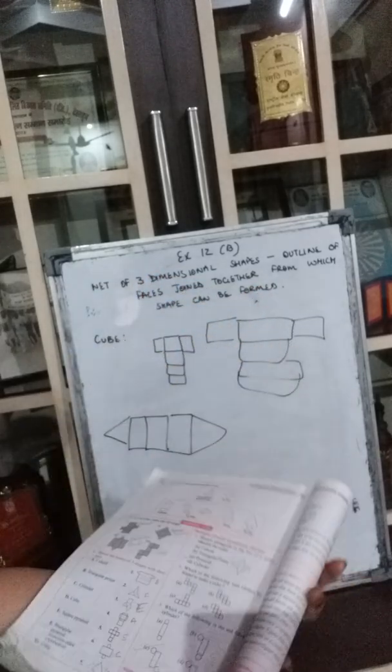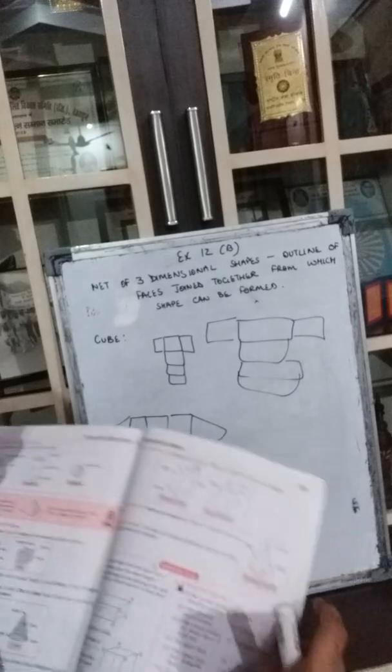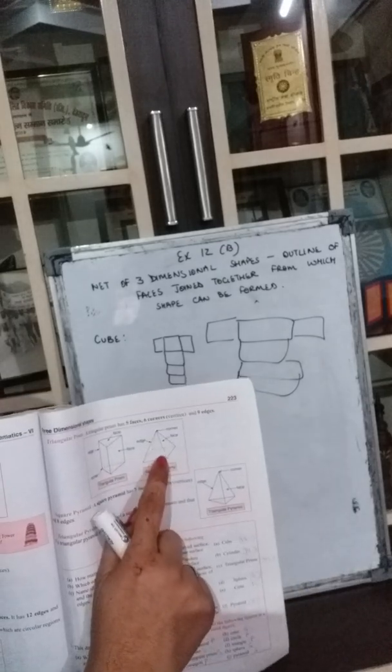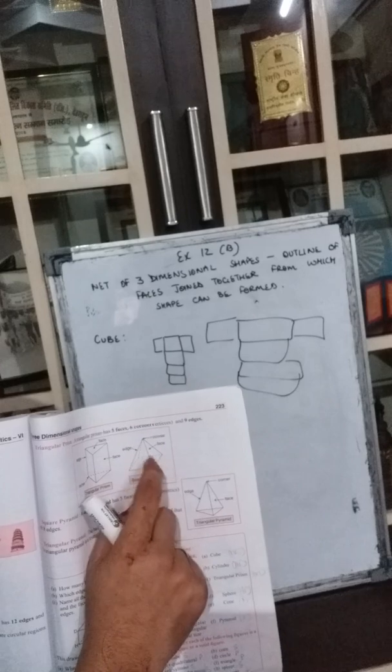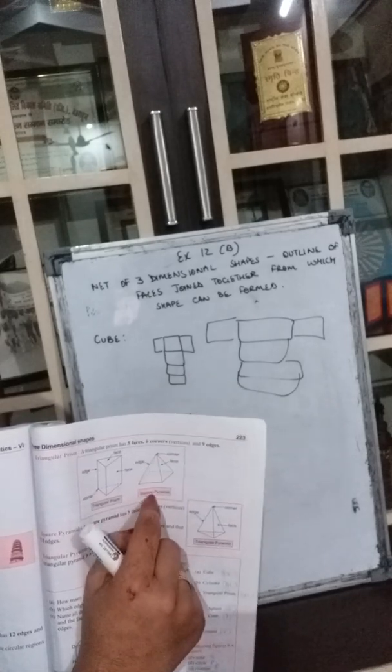Then this one has four triangles and the base is a square. When it is rolled up and joined together, it will form a square pyramid, isn't it? We did it. When four triangles are joined together, see here, 1, 2, 3 and 4, the bottom becomes a square. So four triangles and a square make a square pyramid.